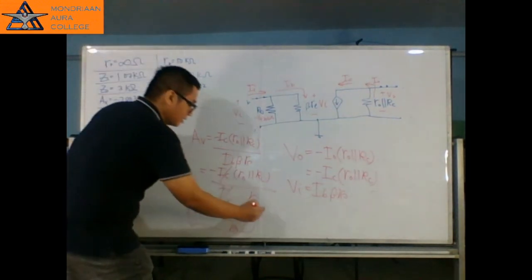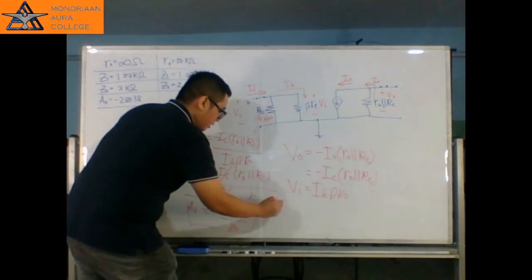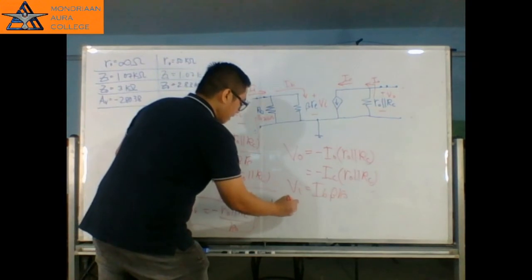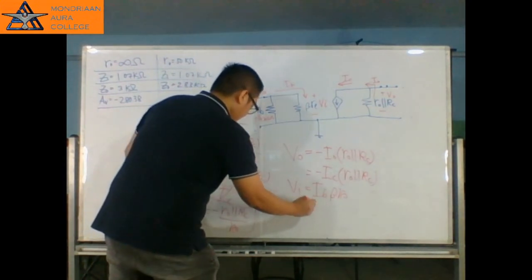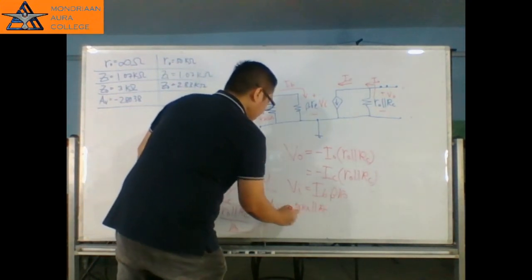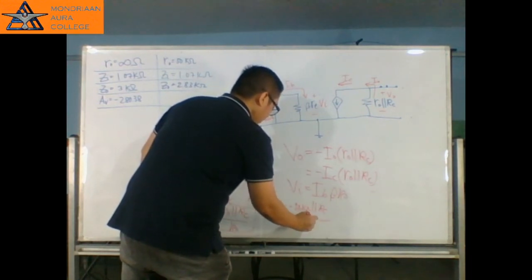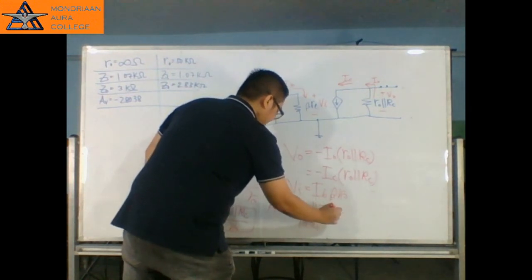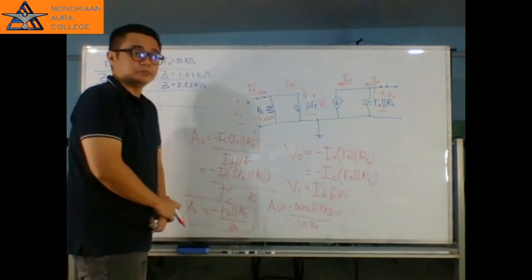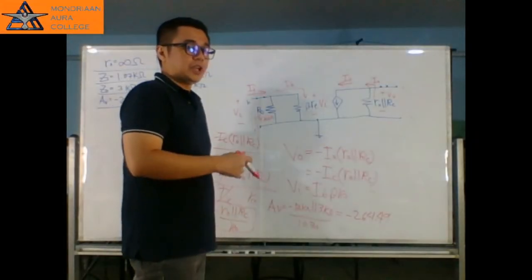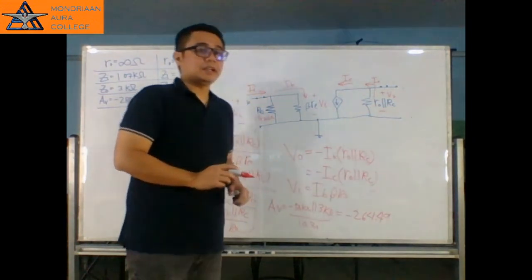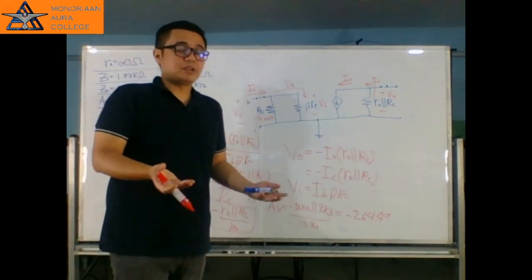So let us solve for the value of the voltage gain. We have minus 50K parallel with R sub C divided by 10.7 ohms. R sub C, by the way, is equal to 3 kilo ohms. The voltage gain is now equal to negative 264.49. It's unitless, kasi gain naman siya.